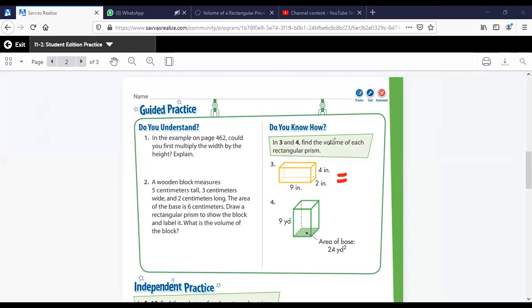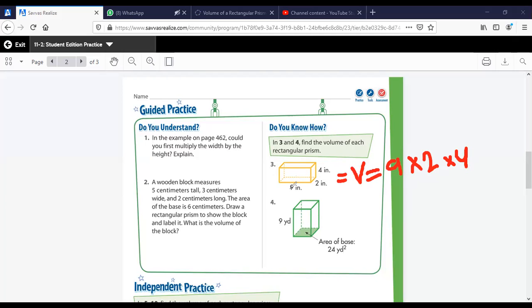Okay, now find the volume of each rectangular prism. Find the volume of each rectangular prism. Okay, great. Now, let's see the first case. In question number 3, the question gives me the length and the width and the height. Can I answer it with you? Yes, Muhammad. The volume will be, Muhammad, here what? 9 times 2 times 4, excellent. Now, why did Muhammad choose that?